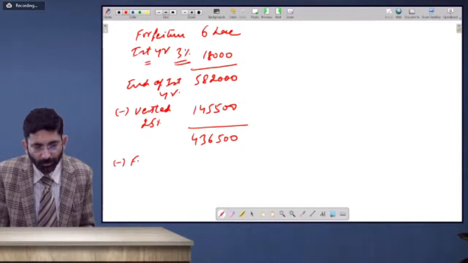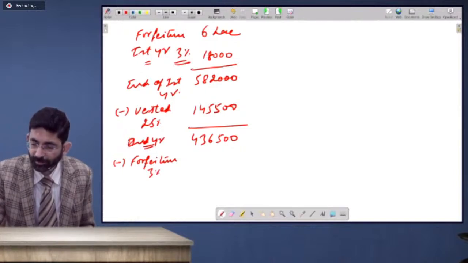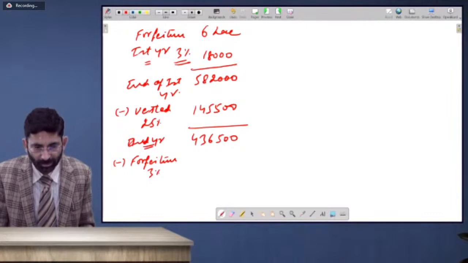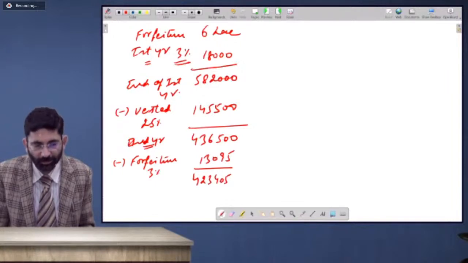Minus forfeiture, because second year treatments have started. Forfeiture 3%. Out of this 3% will be forfeited. This will be 13,095. So 4,23,405 will be left. Minus vested. He says 25% will be vested.